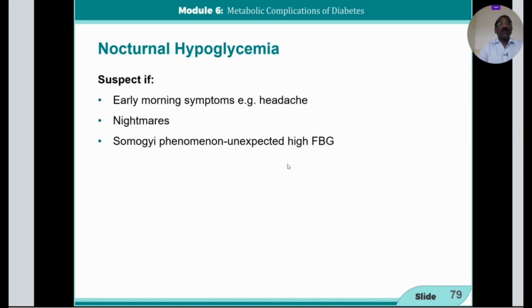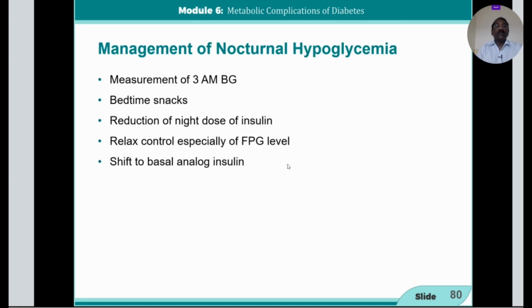Nocturnal, early morning symptoms like headache. So always think of nocturnal hypoglycemia. Nightmares, Somogyi phenomenon. I told you what you mean by the Somogyi phenomenon: that is post-hypoglycemic hyperglycemia. Nocturnal hypoglycemia management: measure the 3 a.m. blood glucose, bedtime snacks, reduction of the night dose of insulin, relax the control, especially of the fasting plasma glucose, shift to basal analog insulins. As they are peakless insulins, they won't cause any nocturnal hypoglycemia.